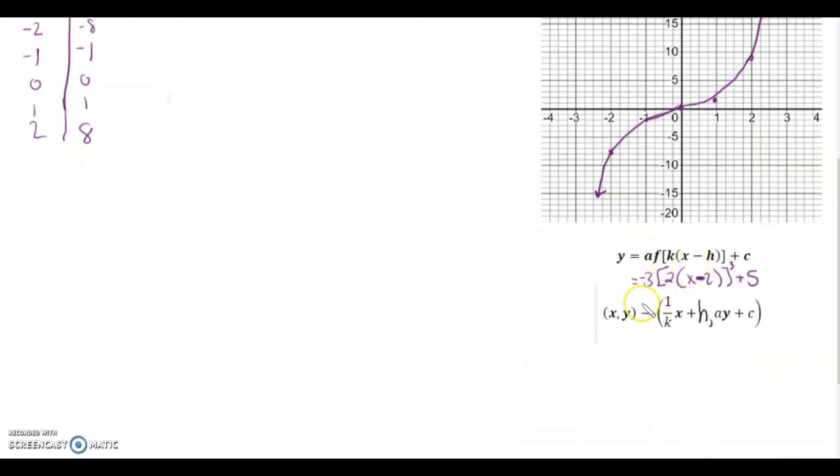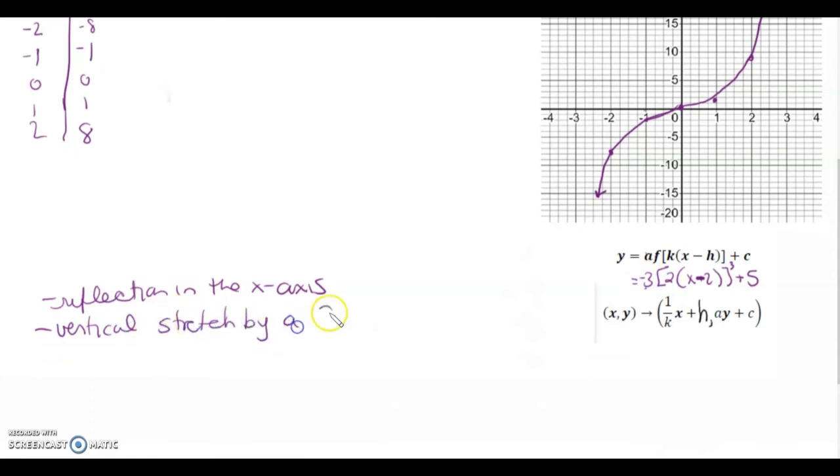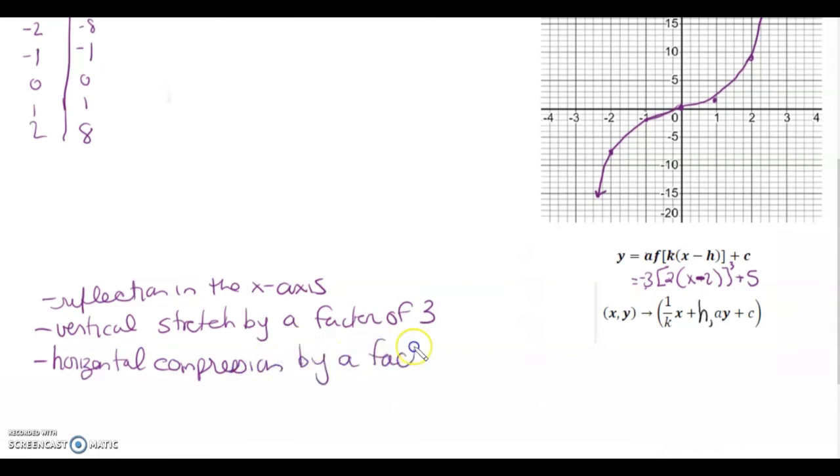All right, let's talk about these. So the a value has a -3 on it. So this is a reflection in the x-axis. And the 3 means vertical stretch by a factor of 3. Okay, this k value is 2, so it's actually 1 over k we're thinking of, so it's a horizontal compression by a factor of 1 over 2.